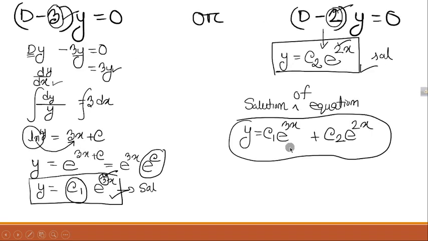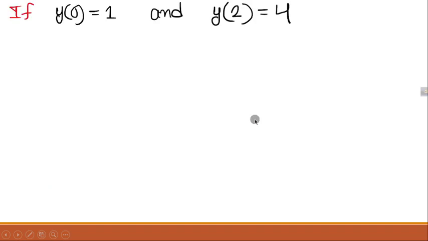So we haven't found the value of the constants here. We have c1 and c2, and these are called arbitrary constants. So we have to find the value of these constants. What can we do? We have to give some data here. You will see that when x is equal to 0, the value of y is 1, and when x is equal to 2, y is equal to 4, right? So let's write the equation. y is equal to c1 e to the power 3x plus c2 e to the power 2x.